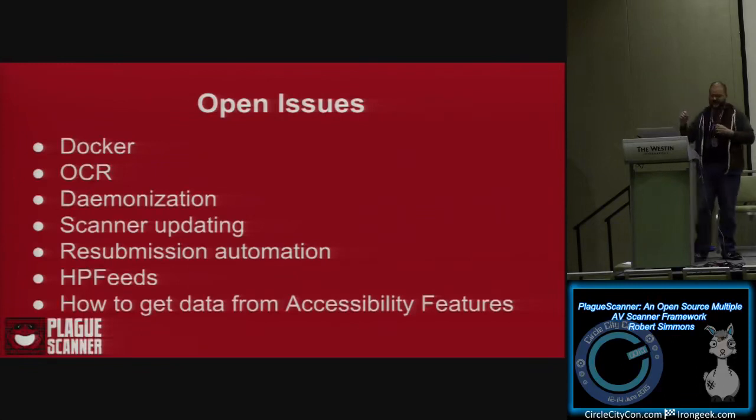What HP Feeds does is it allows an instance of PlagueScanner, or an instance of Thug, which is a honeyclient, or an instance of Cuckoo Sandbox, to let you, as the person who's not running that, subscribe to a feed of the data that's coming out of that Cuckoo Sandbox or that Thug instance, or whatever the thing that's producing the data is. So you could maybe get a feed of binaries. You could get a feed of the output data. Lots of different things that you can do.